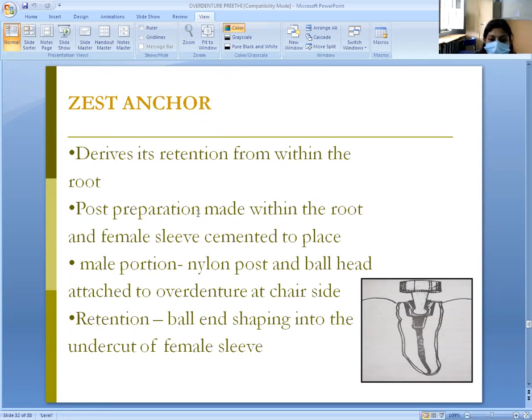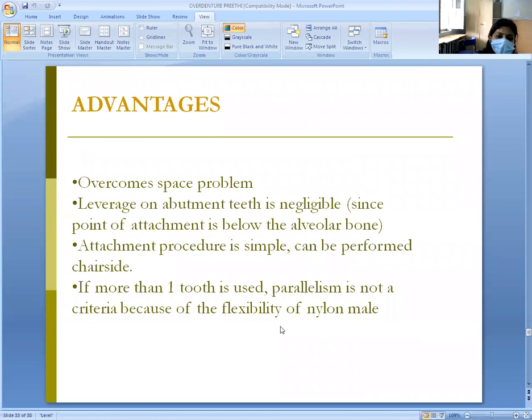The male portion is made up of a nylon post and ball head, and it is attached to the overdenture at chair side. The retention is by the ball end snapping into the undercut of the female sleeve. This is the ball end of the male portion. It fixes into the female portion of the root. The advantage of this attachment is that it overcomes a space problem. So it is an intraradicular attachment. Though there is less interocclusal space, you can give this type of attachment.